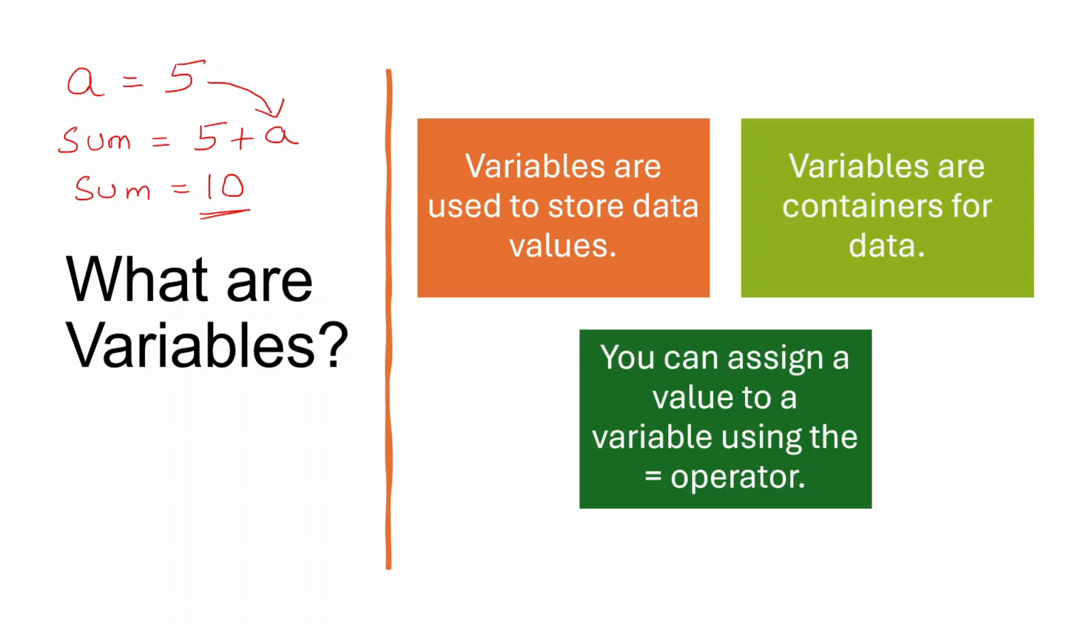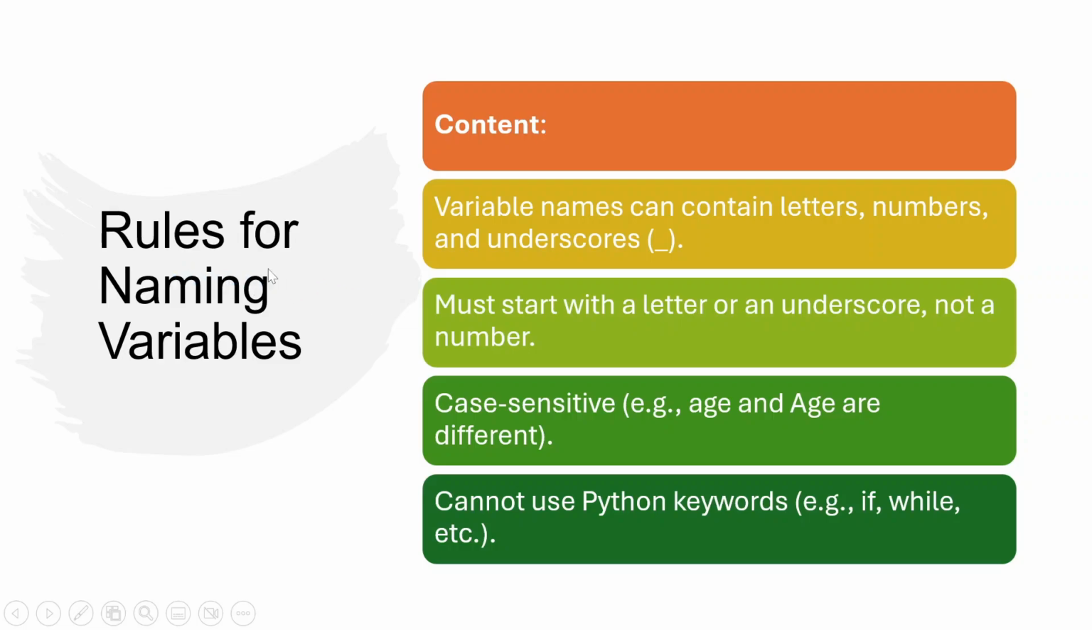This does not only work for numbers, it can also be a name. There are certain rules for naming variables. First, variable names can contain letters, numbers and underscores. It should start with a letter or an underscore, not a number. It is case sensitive. That means Age and age are considered different, not the same. Only the same kind of letter will be considered if you are using it in any other part of the program. And we cannot use Python keywords like if, while, for, all those things.